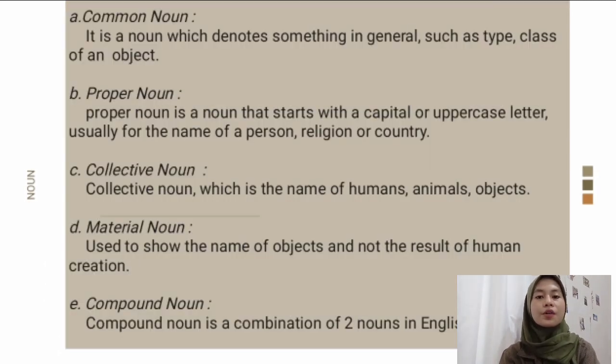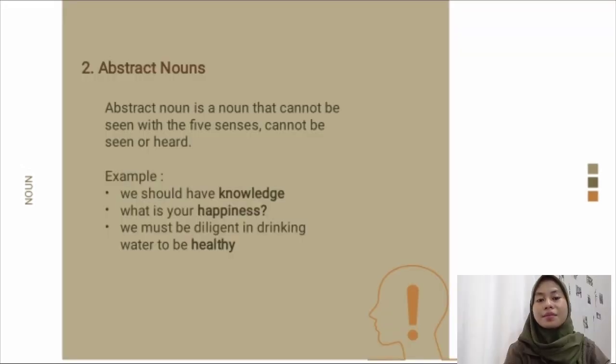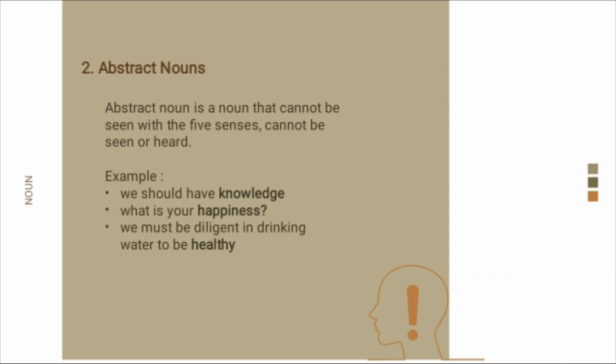There are 5 points related to noun, that is common noun, proper noun, collective noun, material noun, and compound noun. Abstract noun is noun that cannot be seen with the five senses, cannot be seen or heard. Example, we should have knowledge, what is your happiness, and we must be diligent in drinking water to be healthy.